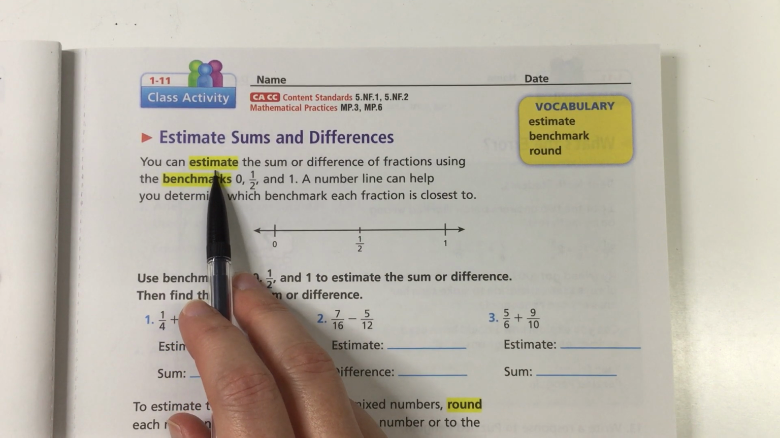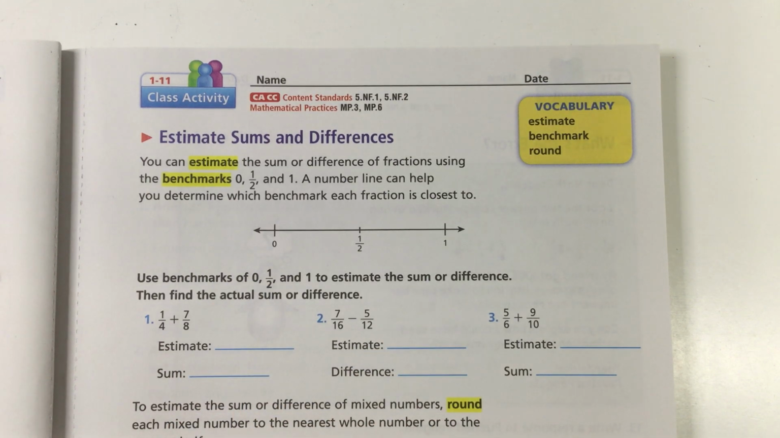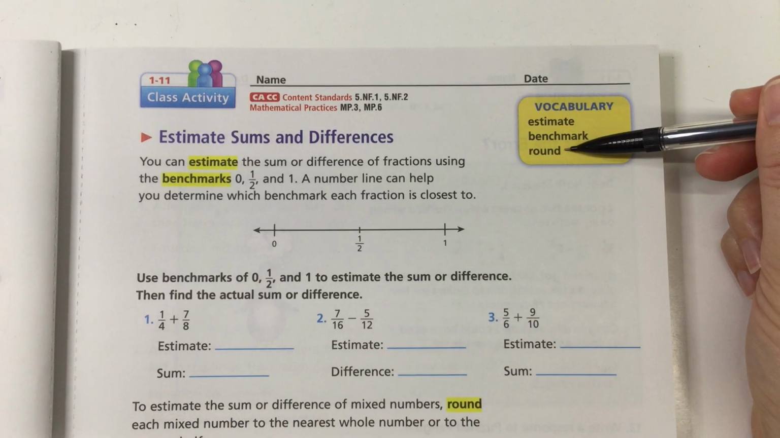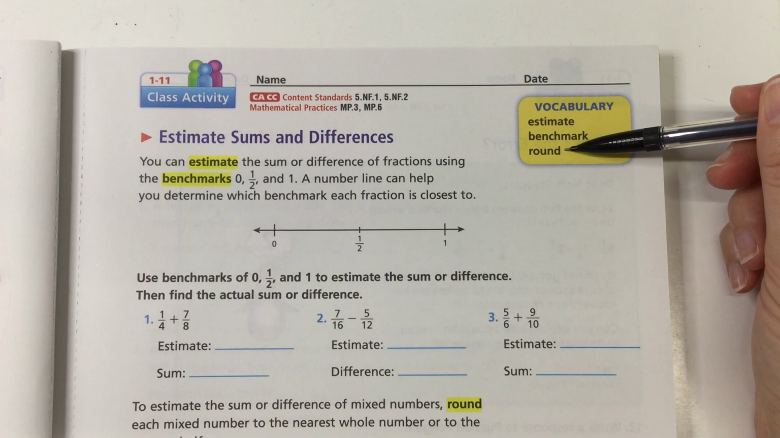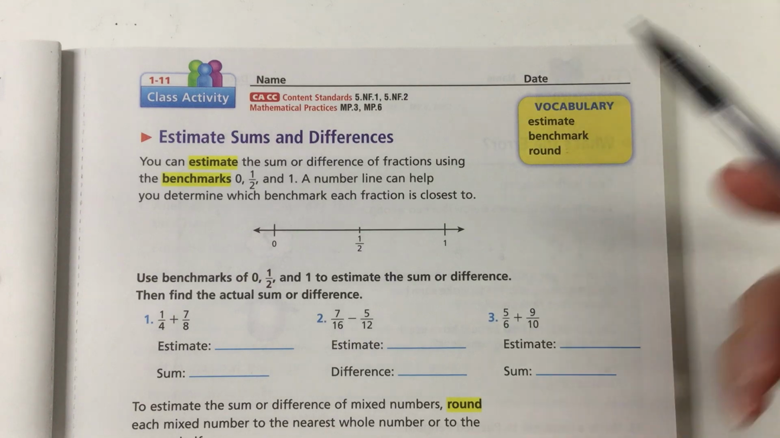Anytime you saw a problem that asked you to estimate, you knew you needed to have an answer that ended in at least one zero. We can see the word round is here as well to remind us. When we're in fractions, we're still going to be using the word round, but we're going to be talking about rounding to the nearest whole number or to the nearest half.